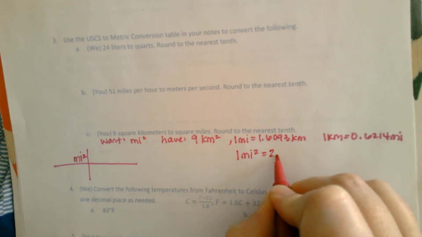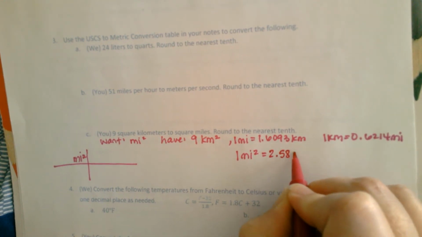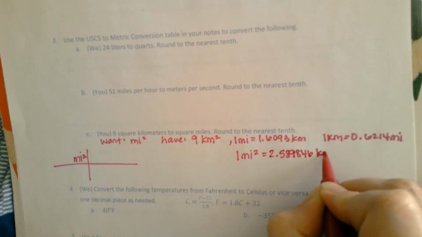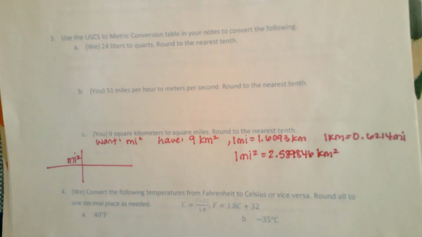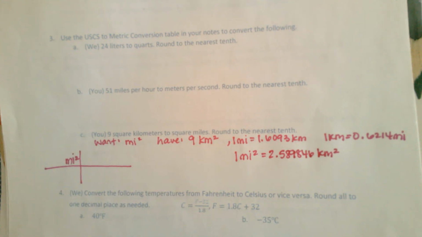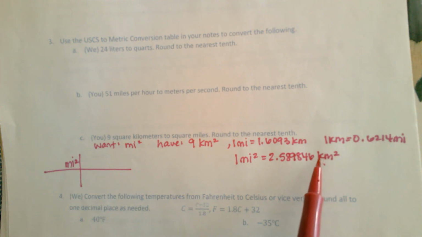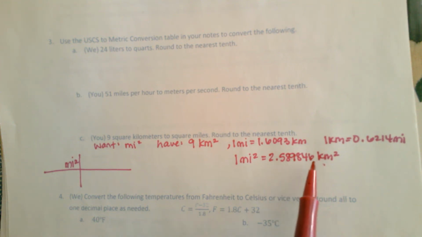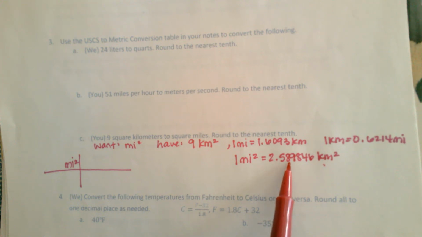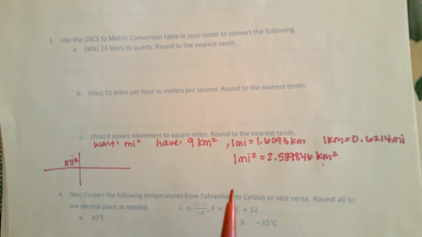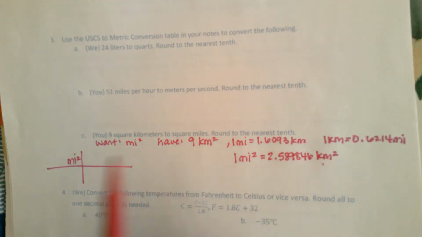And I get 2.589846 rounded. Now, be careful when you are rounding. I think there were a couple other numbers after this in the calculator. You either write down everything to try to avoid rounding errors, or at least probably at least 5 digits will be good enough most of the time. So now I have a square mile that I can put in here.